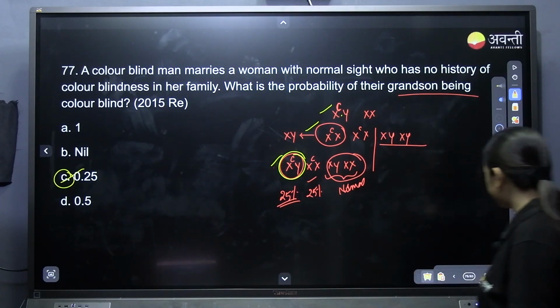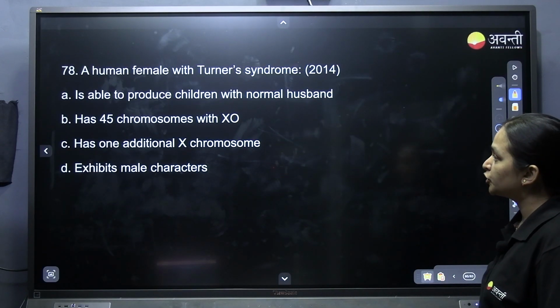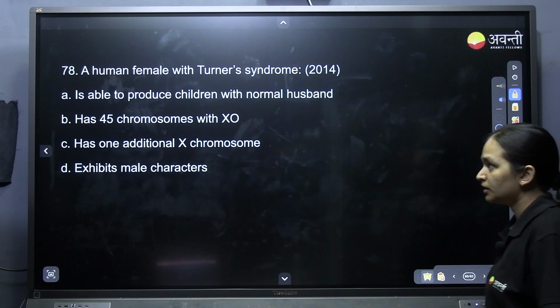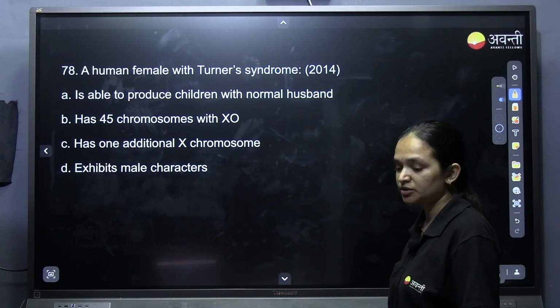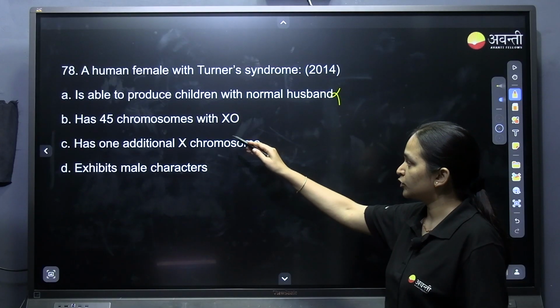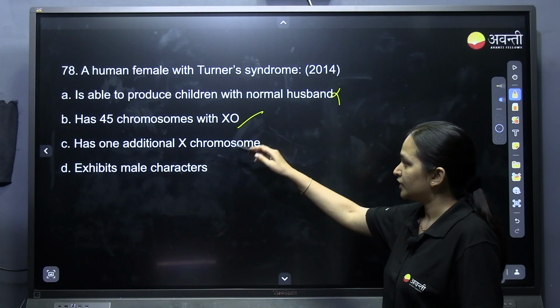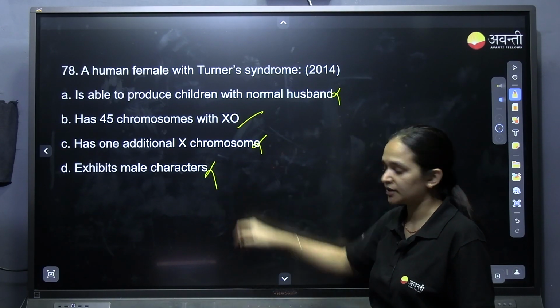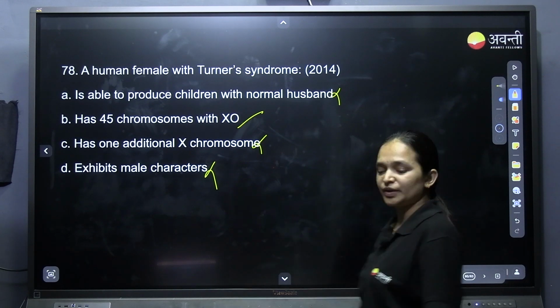Understood, yes. A human female with Turner syndrome, is she able to produce children with a normal husband? No, she is sterile, right? She has 45 chromosomes with XO. Turner syndrome, easy. B is the correct answer.